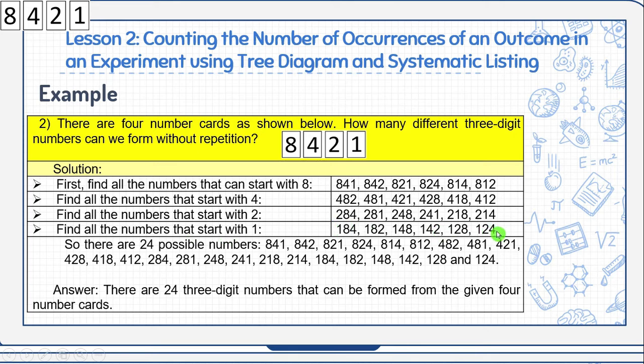So therefore, if we count this one, magiging result natin ay mayroon tayong 24 possible numbers. Diba? Out of 4 cards, makakabuo po tayo ng 24 na possible 3-digit numbers. Diba? So therefore, ang ating answer ay 24 3-digit numbers that can be formed from the given 4 number cards. Okay, so that's for our systematic listing.